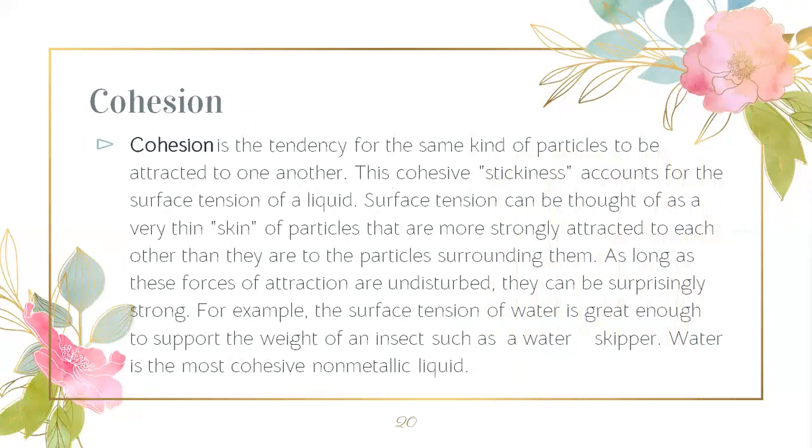First, cohesion is a tendency for the same kind of particles to be attracted to one another. The cohesive stickiness accounts for the surface tension of a liquid. Surface tension can be thought of as a thin skin of particles that are more strongly attracted to each other than they are to the particles surrounding them. As long as those forces of attraction are undisturbed, they can be surprisingly strong. For example, the surface tension of water is great enough to support the weight of an insect, such as a water skipper.